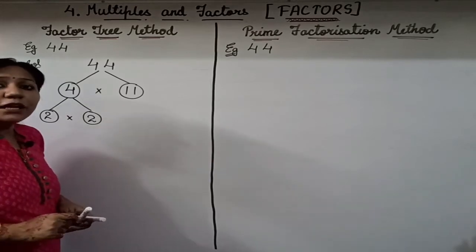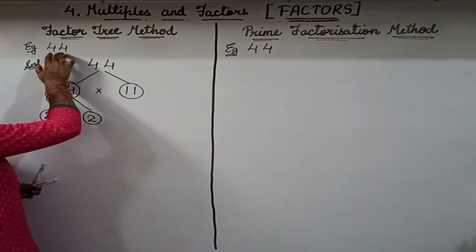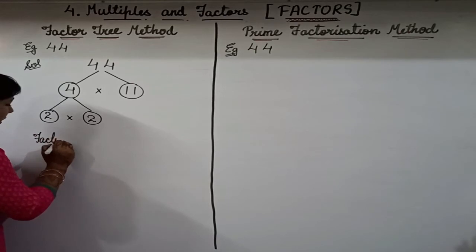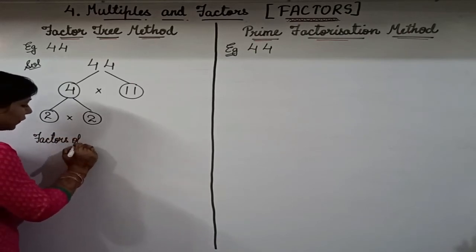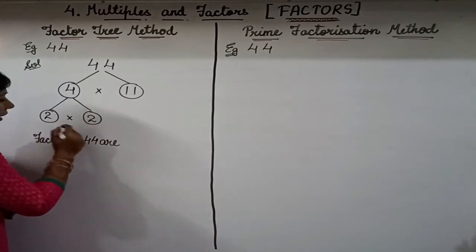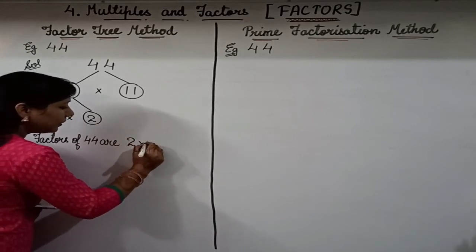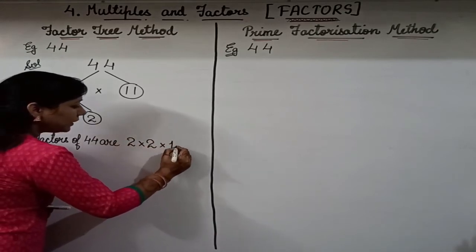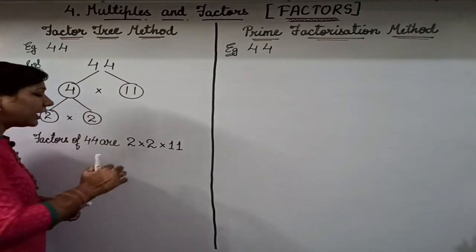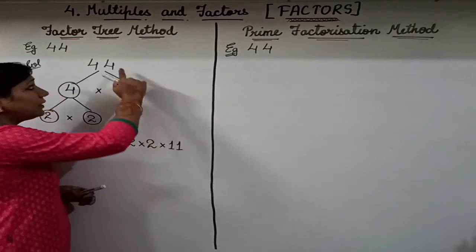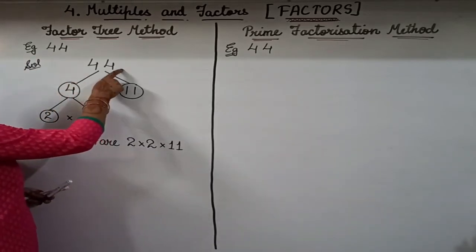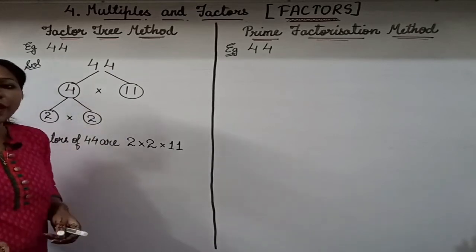Now, since the question is to find the factors, the factors are at the end. Now your solution is done and you will write the factors of 44 are... What are the numbers at the bottom we are left with? We are left with 2 multiplied by 2 multiplied by 11. And when you multiply these numbers, you will get your number itself. That means 2 2s are 4, 4 into 11, 44. So this is how you can use the factor tree method to find the factors of any given number.